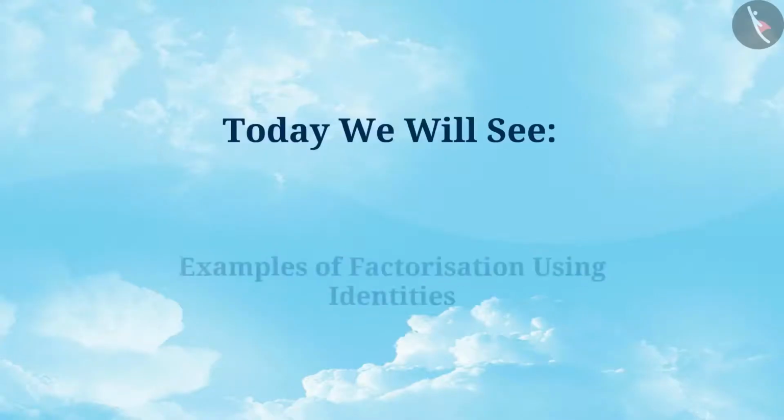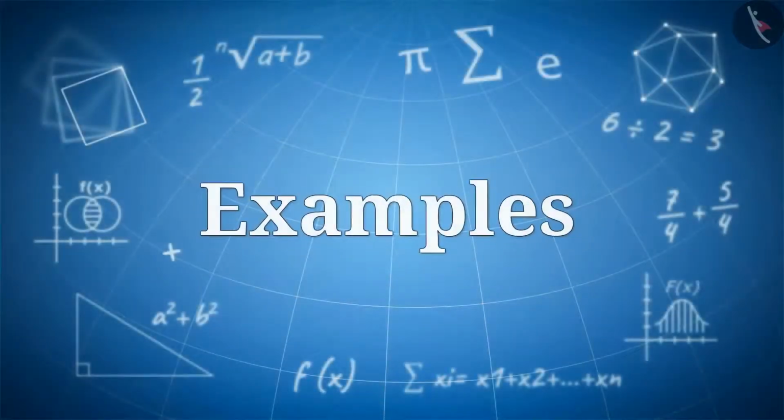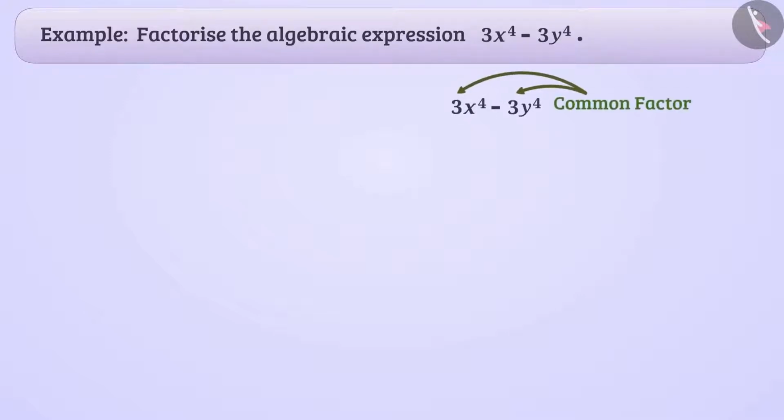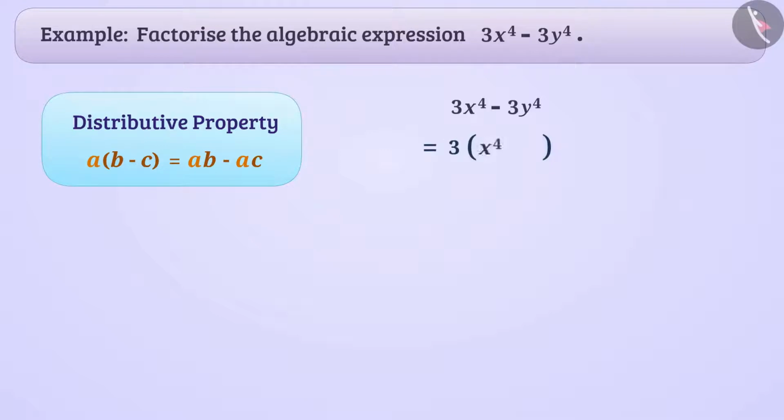Today we will see examples of factorization using identities. Factorize the algebraic expression 3x raised to the power 4 minus 3y raised to the power 4. We see that the number 3 is the common factor. From the distributive property of multiplication over subtraction, we can take 3 out of the brackets: 3 into bracket x raised to the power 4 minus y raised to the power 4.